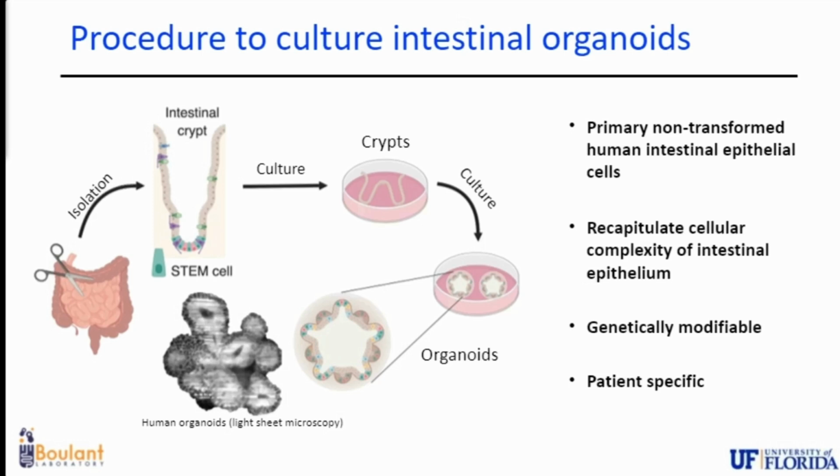And the way we prepare our organoids is by isolating the intestinal crypts containing stem cells from biopsies, and culturing the stem cells in very specific culture conditions to grow what the community refers to as mini-gut organoids. The advantage of this organoid culture is that they are primary, non-transformed human intestinal epithelium cells, and that they recapitulate the cellular complexity of the intestinal epithelium. So they basically contain the same cell types, like enterocytes, goblet cells, Paneth cells, that you normally see in the gut.